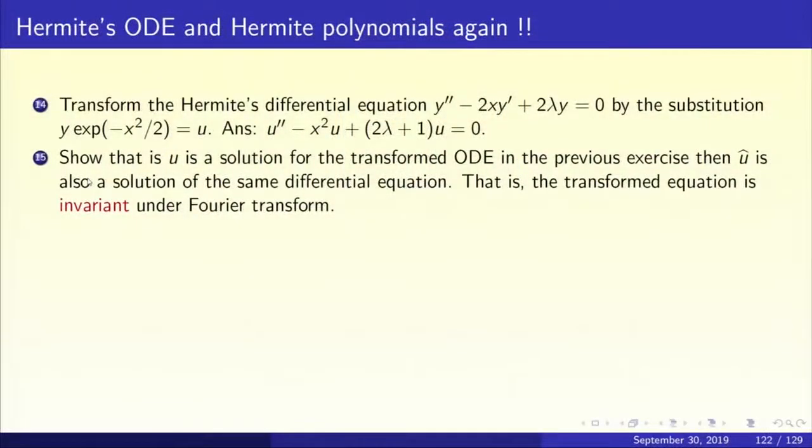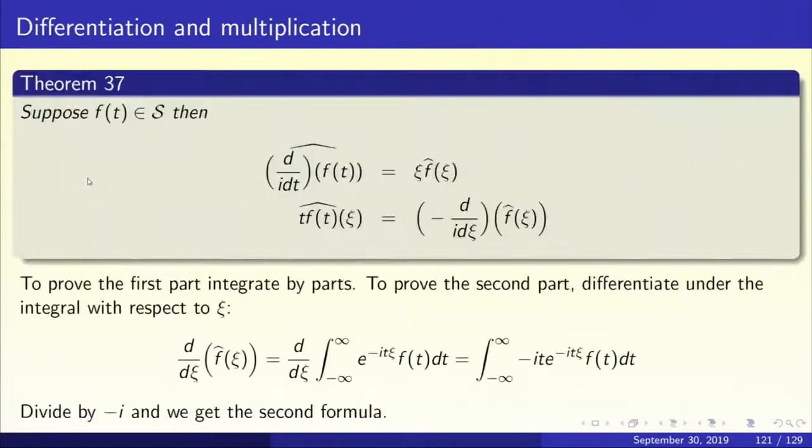So what is the differential equation satisfied by u? It is very simple. It is u double prime minus x squared u plus 2 lambda plus 1 times u equal to 0. Now look at the combination u double prime minus x squared u. What happens when you take the Fourier transform of u double prime? Let's go back to the previous slides. You simply have to look at the first formula in this Theorem 37 and apply it twice.